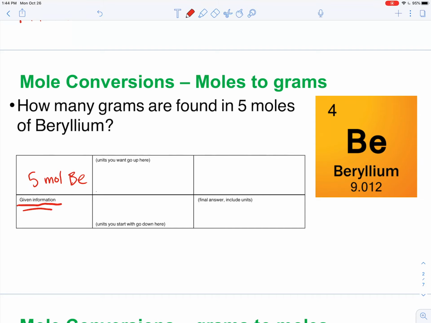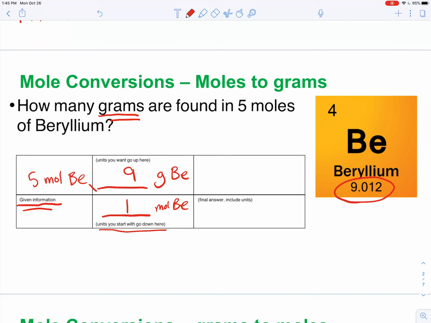Next, the units that we start with go back down. So that's going to be moles of beryllium. Then the units I want. What is the question asking for? It's asking for grams, so I'm going to put grams of beryllium on top. Then we have to put numbers here and here. How many grams are in 1 mole of beryllium? We look at the periodic table and we see that there are 9 grams for every 1 mole of beryllium.